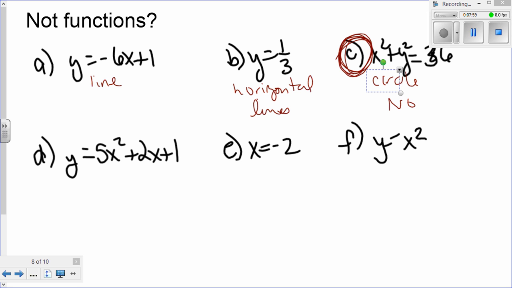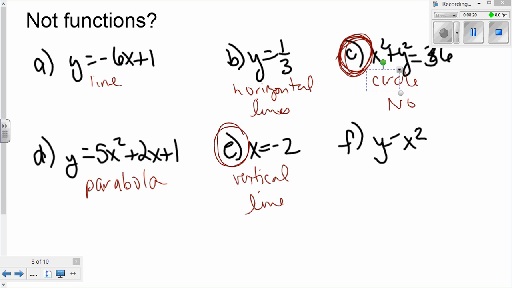D, y equals 5x squared plus 2x plus 1 is a parabola. And all parabolas that have x squared in them are functions. E, x equals negative 2 is a vertical line. And vertical lines are not functions. They fail the vertical line test miserably. And y equals x squared is the same thing as d. It's a parabola.